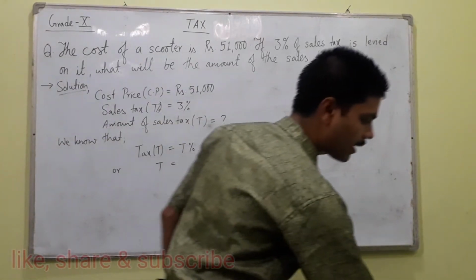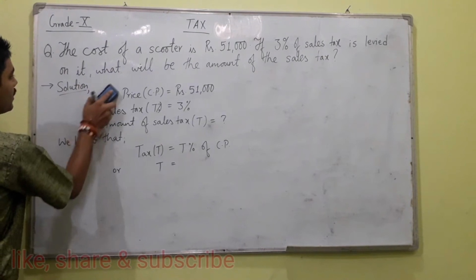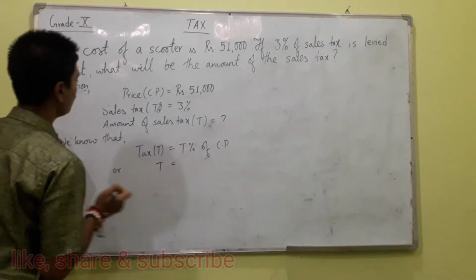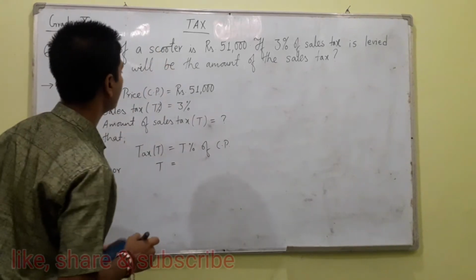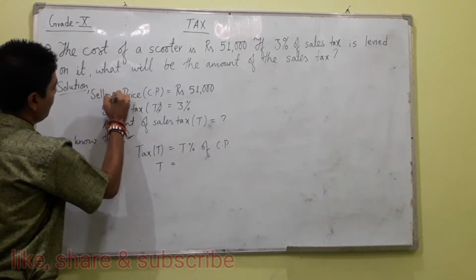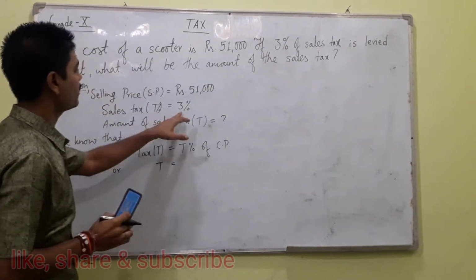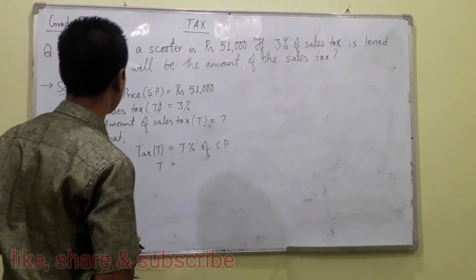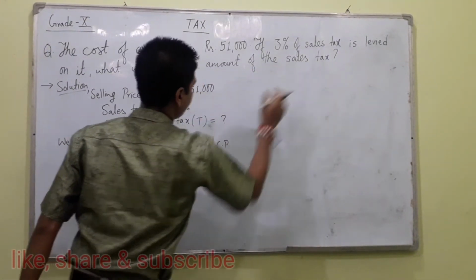Most of the students can write selling price also, because tax is levied on the selling price always. I have told you in the previous video. You can see up in the section I button. So you can write the selling price SP, and tax is levied 3% on the selling price of it. So the amount of sales tax is asked.